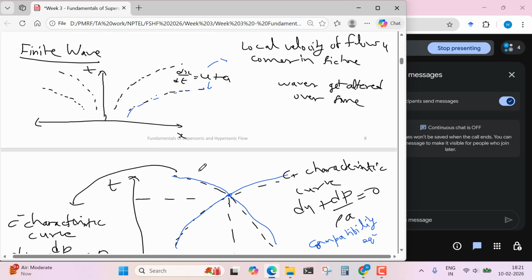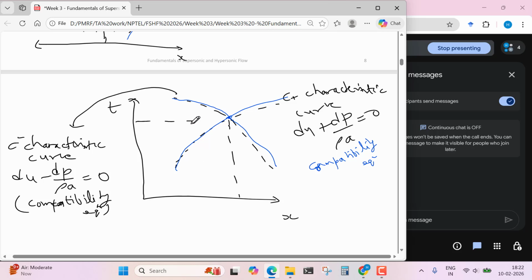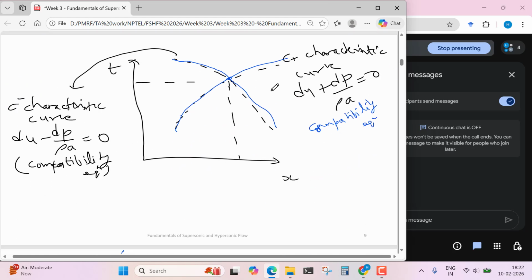So let's say we have two waves. One, which is right running, is called the C plus characteristic wave, and the one which is left running is called the C minus characteristic wave. Each wave will have one compatibility equation, which is given by du plus dp upon rho equal to 0 for C plus characteristics, and du minus dp upon rho equal to 0 for C minus characteristics wave.